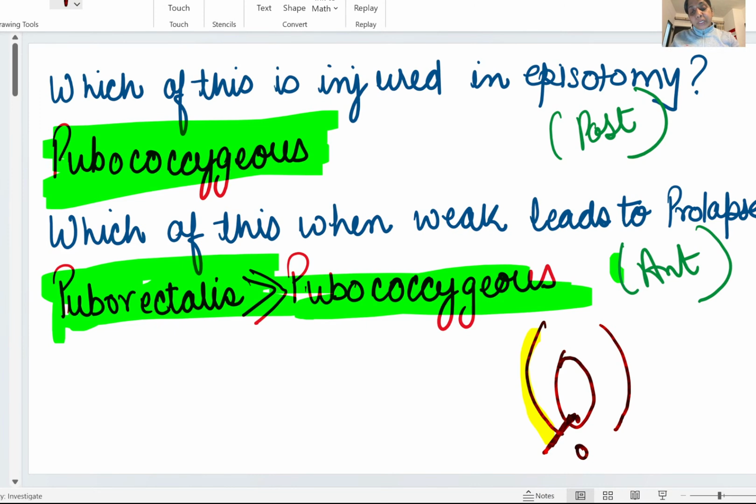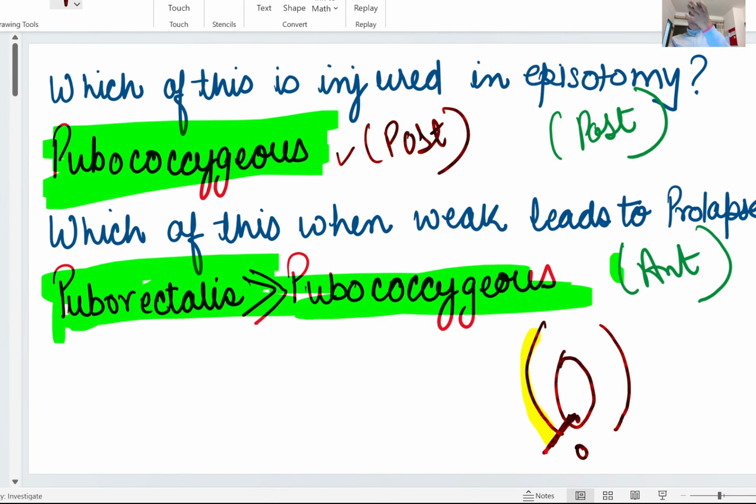Okay, what are we doing? We are mainly cutting which muscle? The one which is posterior. So which is posterior? Pubococcygeus. See, the coccyx is the most posterior part, right? And now tell me, which muscle when it weakens causes prolapse?